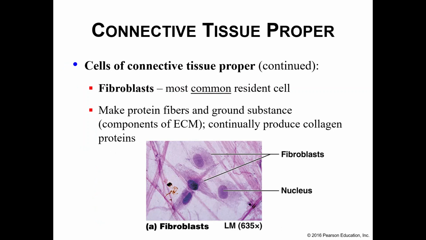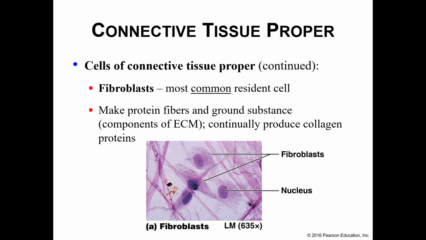So first we have fibroblasts. These are the most common cell type that you're going to find in the connective tissue propers. And that's because of their function. If you remember back to the protein fibers that we've mentioned previously, the collagen fibers, the reticular fibers, the elastic fibers, somebody has to make those, and that's what fibroblasts do. They make fibers. They also make the ground substance, which is one of those components of the extracellular matrix. So fibroblasts are always working hard to produce collagen proteins and the ground substance and all that kind of good stuff.